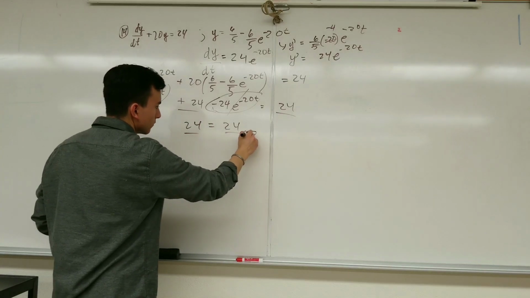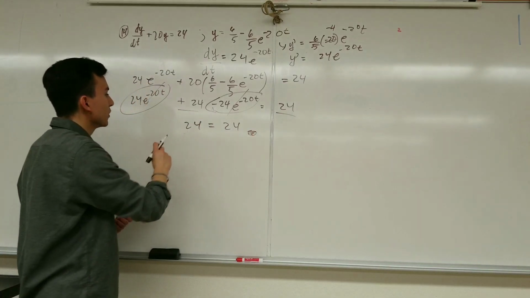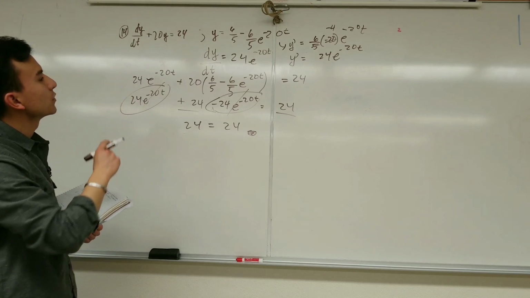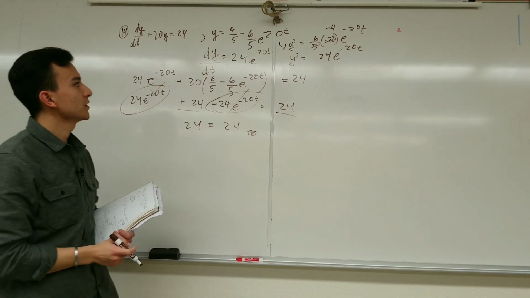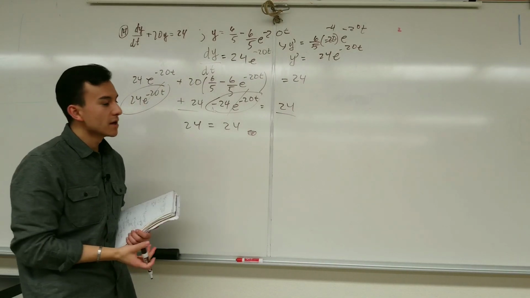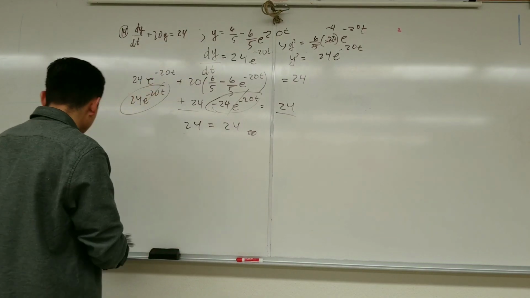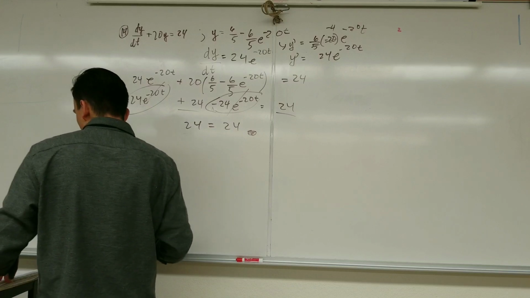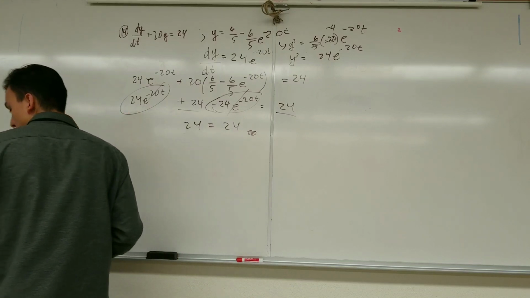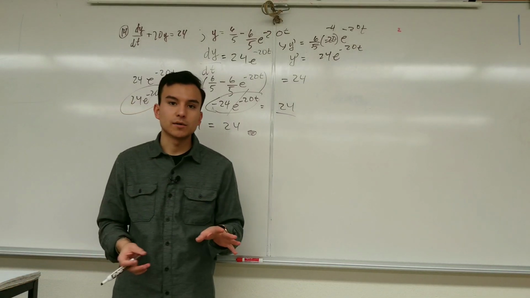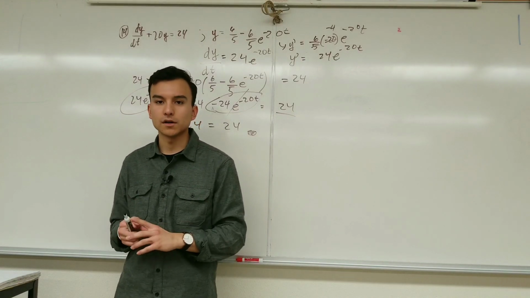So we could see that y equals 6/5 minus 6/5 e to the negative 20t is a solution to this differential equation. So those are going to be the types of problems you might see in the beginning of the chapters.